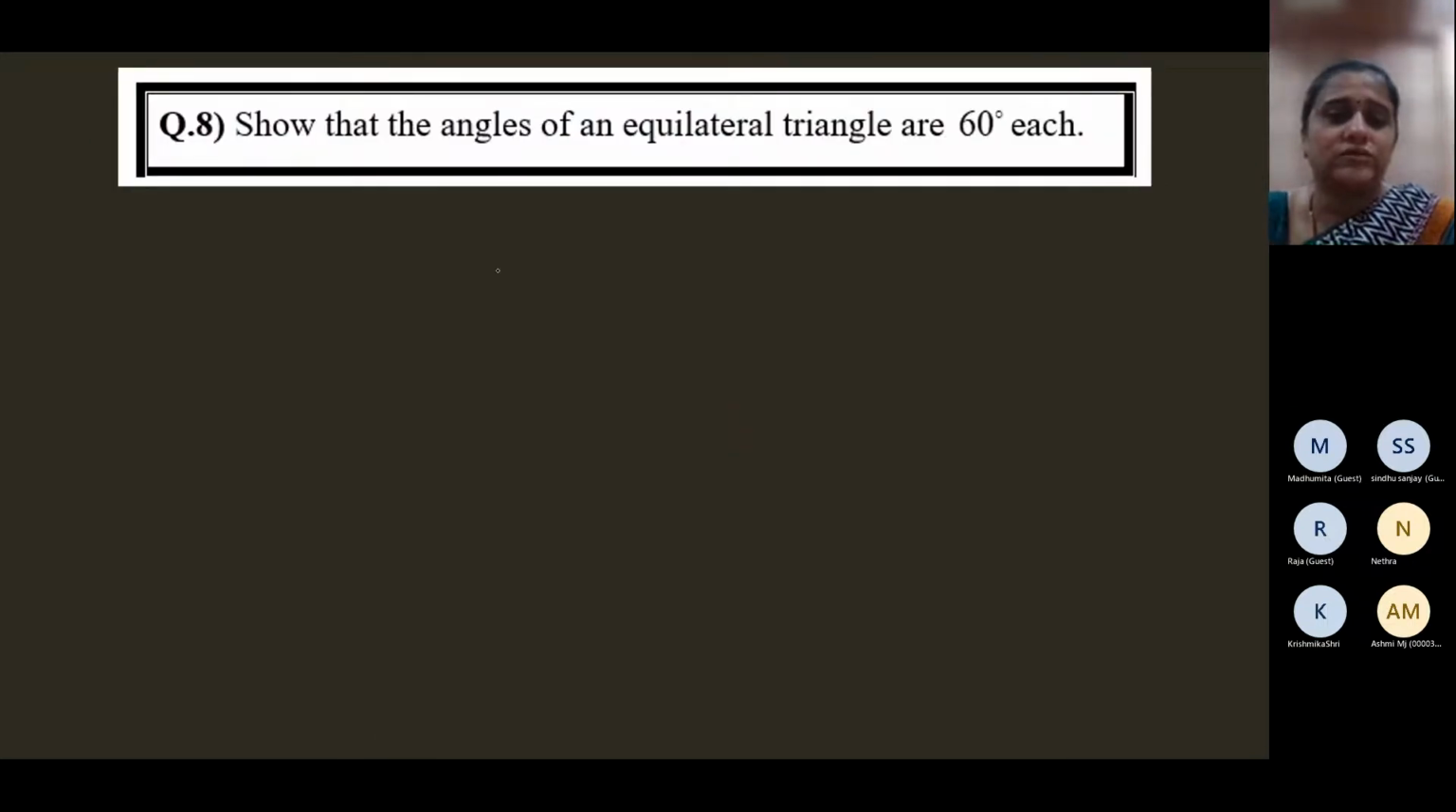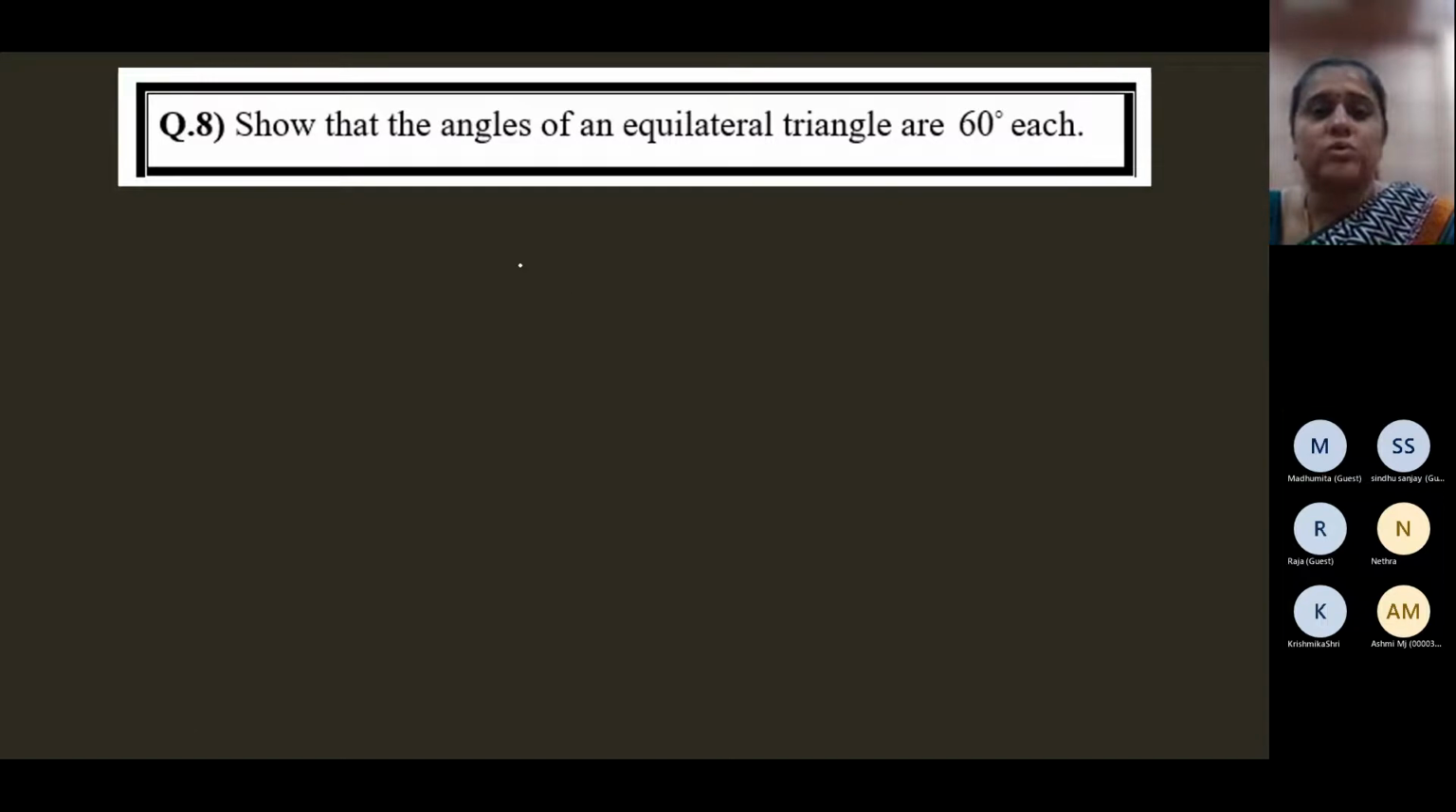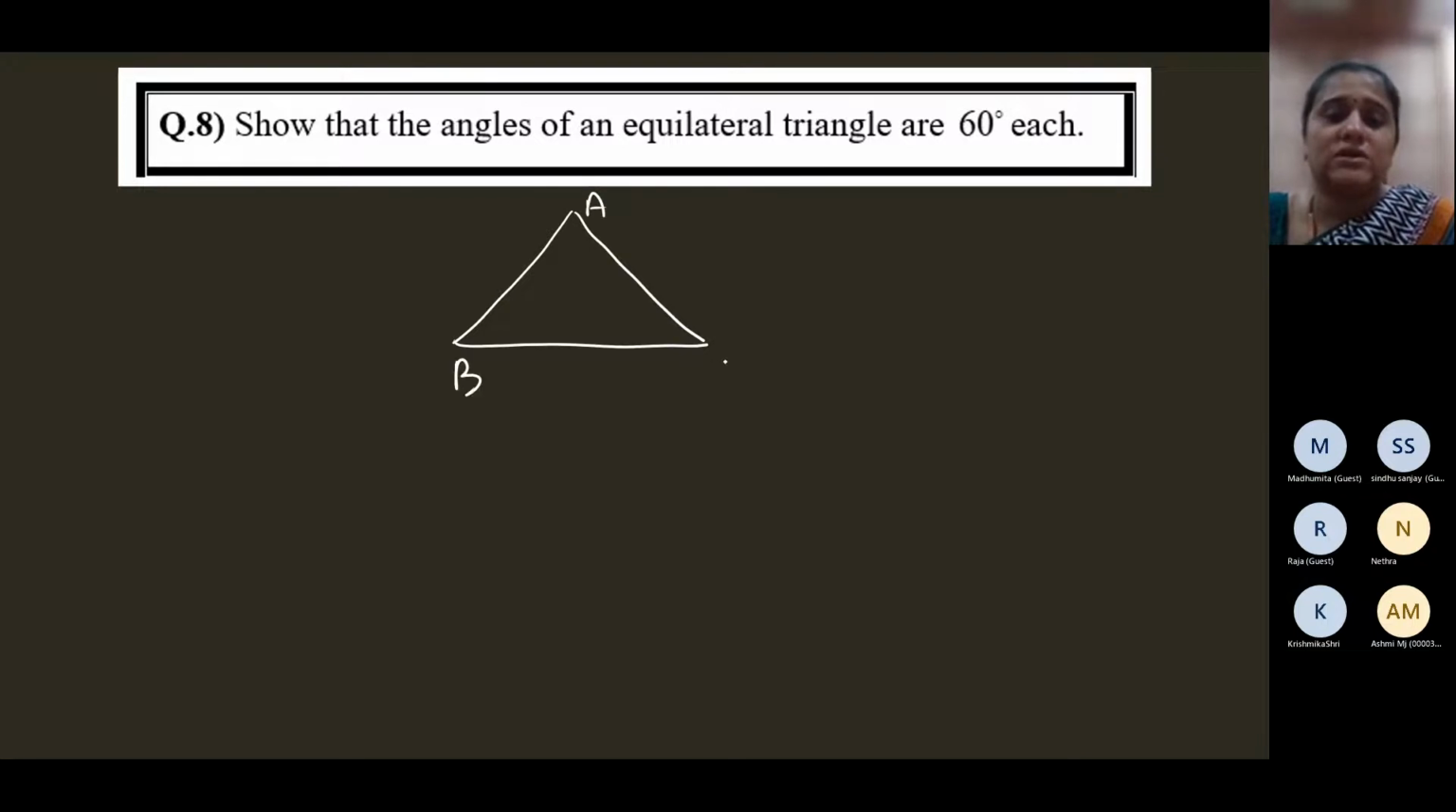So here also, we need to show that all the angles of an equilateral triangle measure 60 degrees. We know that every angle of an equilateral triangle measures 60 degrees, and we have to prove that. So again, we use that isosceles triangle property, ABC. In an equilateral triangle, we know that all the 3 sides are equal. Okay, now let's take it one by one.